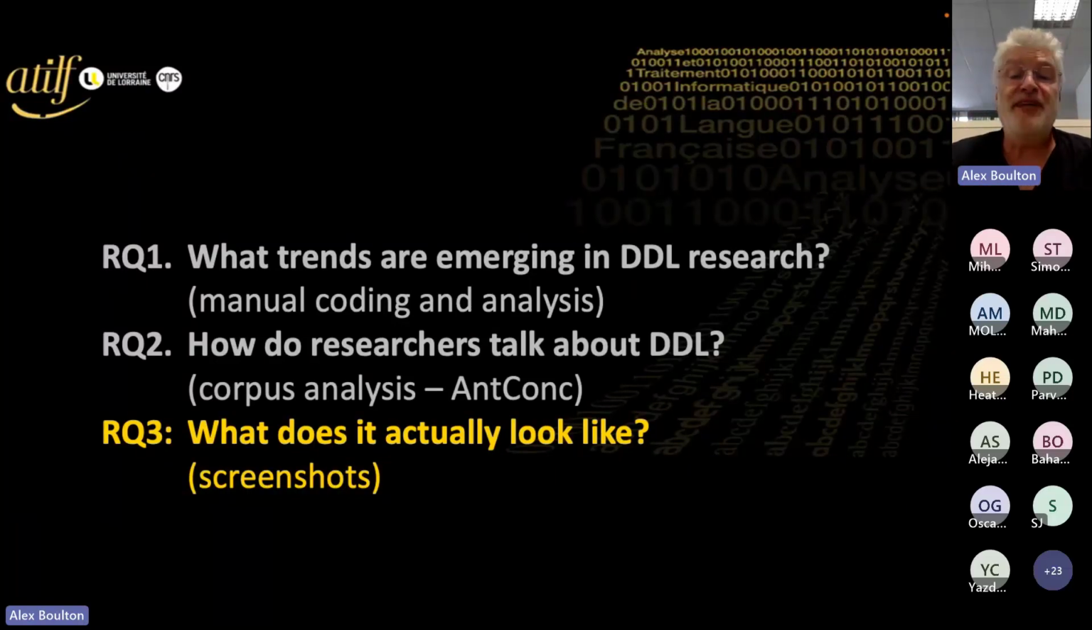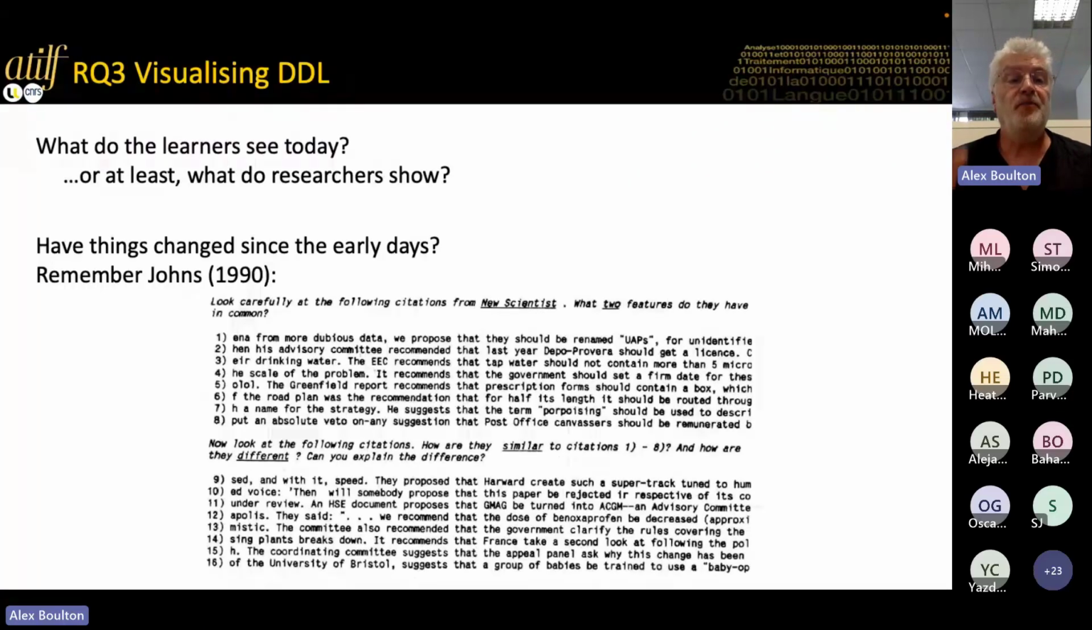Stage 3, what does it actually look like? And here we're going to be taking screenshots from the research papers which researchers write. So what do the learners see today, or at least what do researchers show? Now, if researchers are including a screenshot in their publication, presumably it's because they think it's interesting, worth showing, they're proud of it, either because it's typical, representative of what their learners do, or because it's not typical, it's original, it's very new. Okay, so the question is, has it changed since the early days?